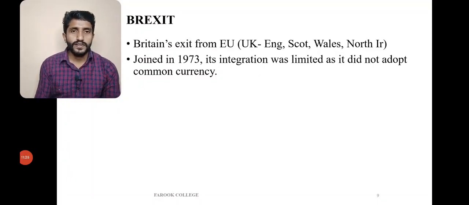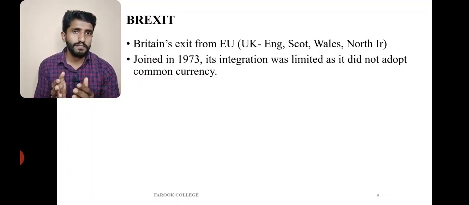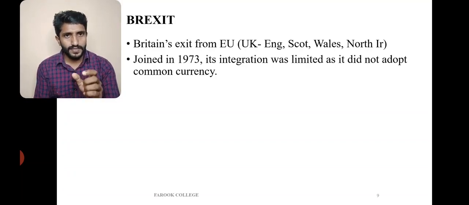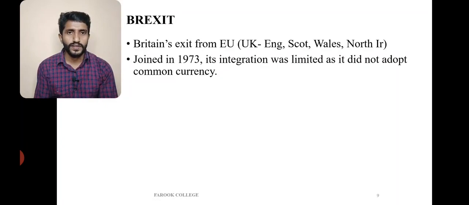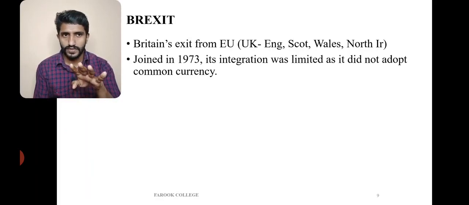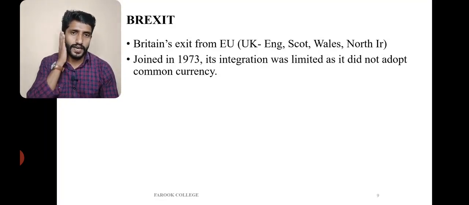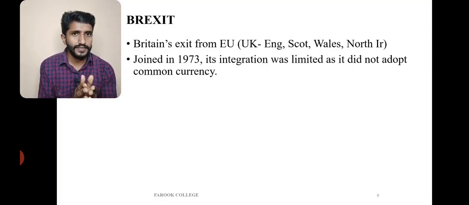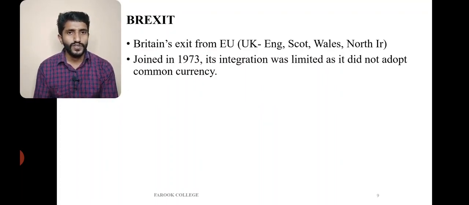Even though we are saying Brexit, it is the total UK's exit from the European Union. The UK includes 4 different nations: England, Scotland, Wales and Northern Ireland. All these countries are included in the United Kingdom. So they decided to exit from the European Union. This is normally known as Brexit.